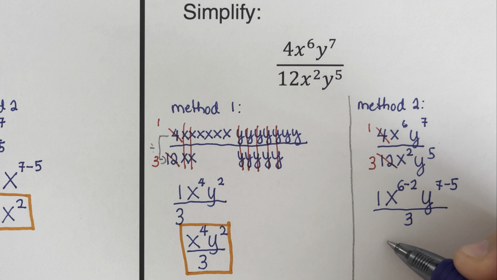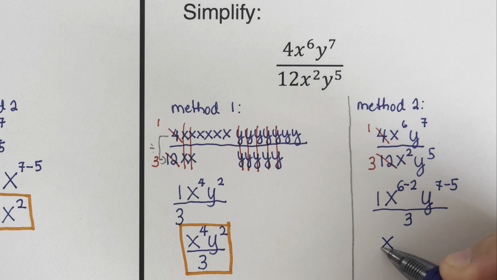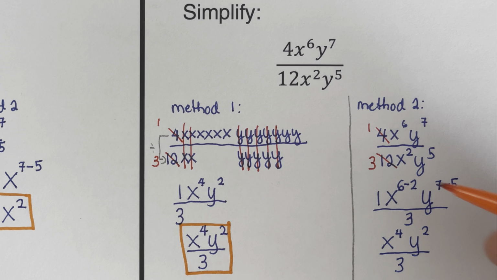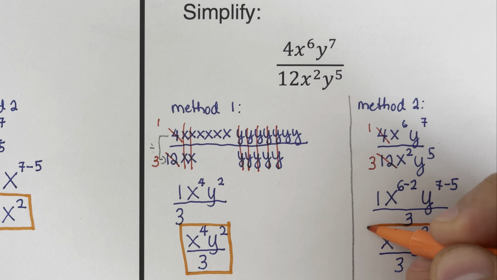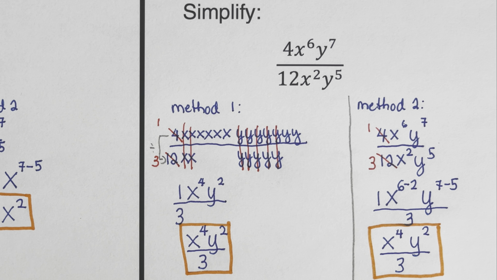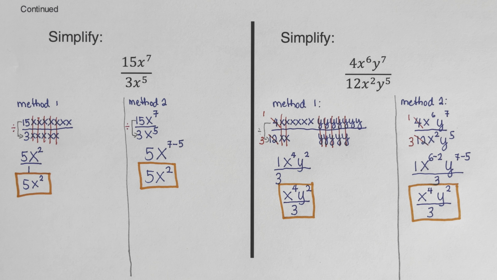So we can go ahead and say that the final answer for this would be x raised to the power 4, because you have 6 minus 2 is 4. y to the power 2, because you have 7 minus 5 is 2. And that is over 3. And this is, again, the simplified version of this expression that we have up there. Notice that these two give the same answer, which means that it doesn't matter which method you use, you still get the same answer. Did you get the same answers as this?